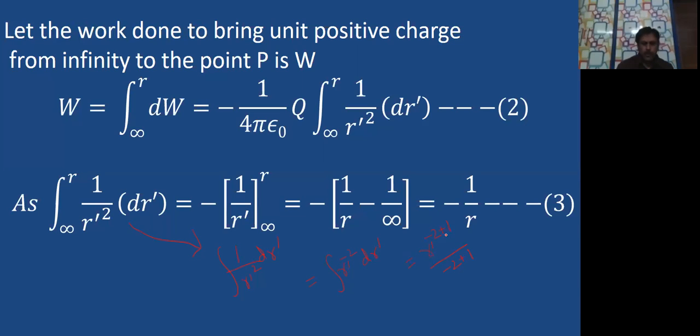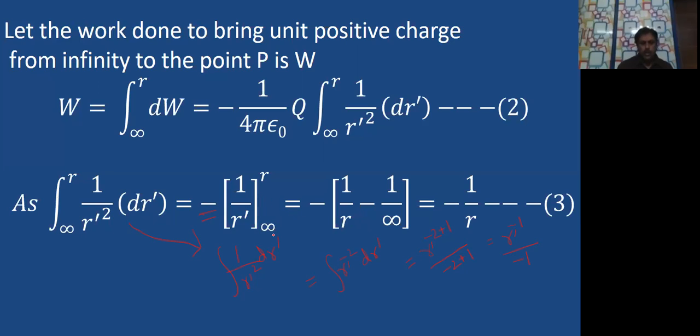So r dash power minus 2 plus 1, what will it be? r dash power minus 1. And here also it will be minus 2 plus 1, minus 1. So minus 1 r dash, this is r dash power minus 1 by minus 1. So minus 1 divided by minus 1 means here minus. See here, this is the minus, and this is r dash power minus 1. If I bring it to the denominator, what will I get? 1 by r dash. That is how I got this. Okay. So 1 by r dash in the limits infinity to r is equal to.